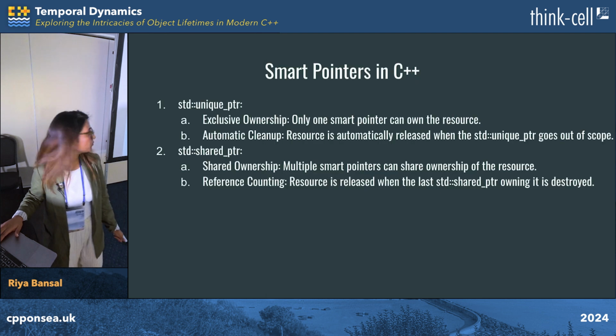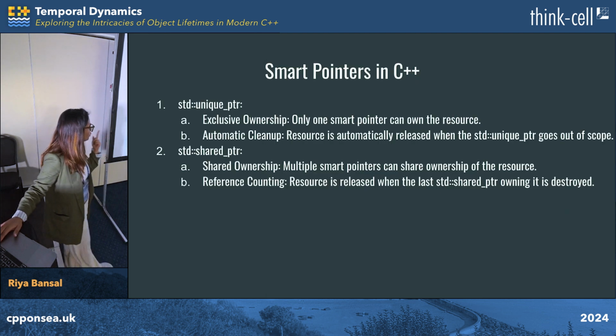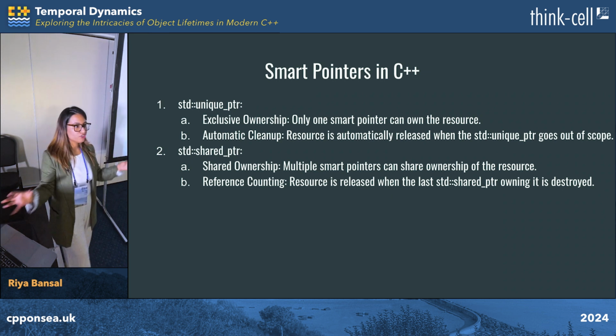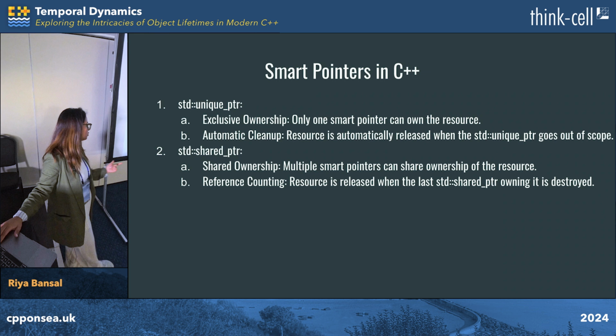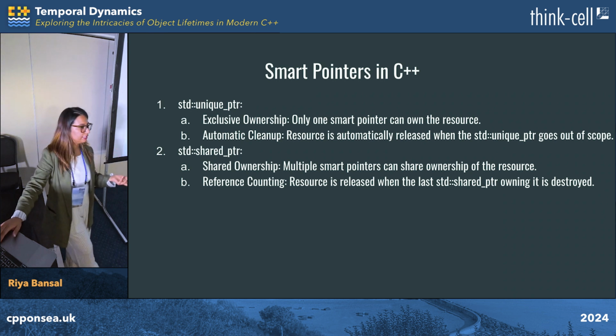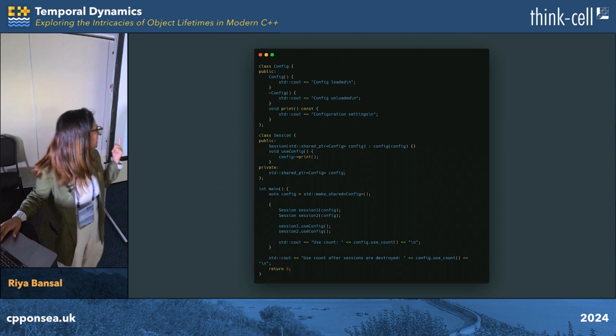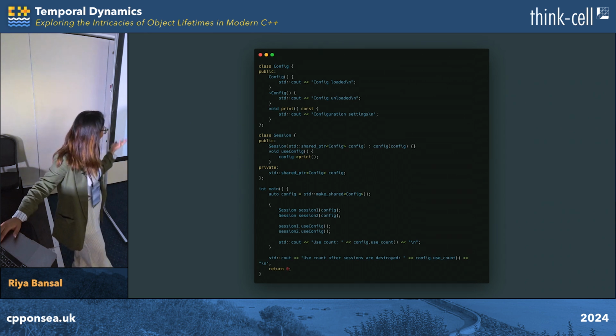Next, we have shared pointer. Shared pointer says that we will have shared ownership, meaning that multiple smart pointers can share the ownership of a resource. And then it uses reference counting, which means that a resource is released the moment the last shared pointer owning it is destroyed. Let's look at an example for this as well. I've taken a slightly different example because the previous one wasn't fitting my use case.